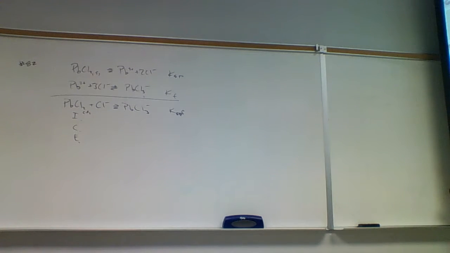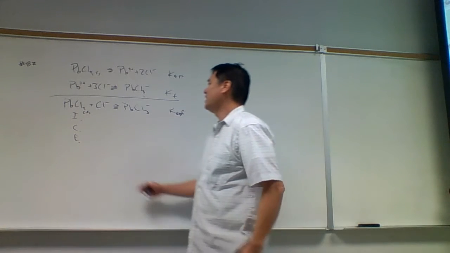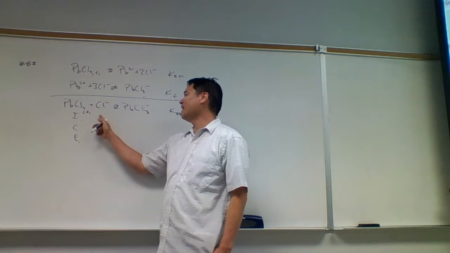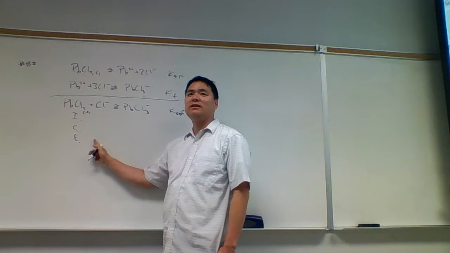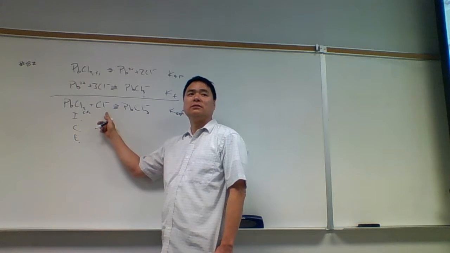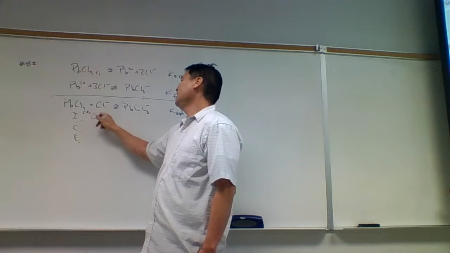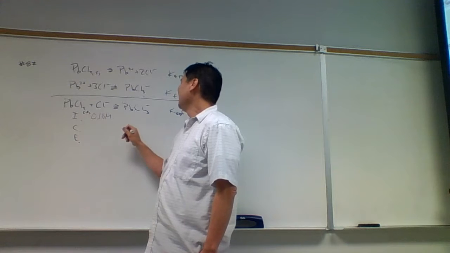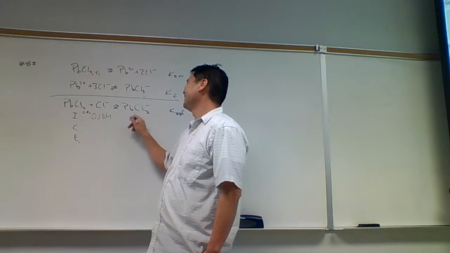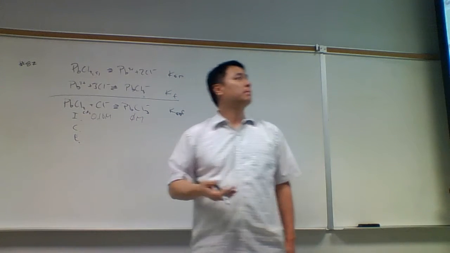Use KSP for PbCl2 and KF for PbCl3 minus to determine the molar solubility of PbCl2 in 0.10 molar HCl. So this is the way I would have set it up. 0.10 molar HCl, is that initial chloride or equilibrium chloride? HCl is just going to give us chloride. Initial or equilibrium? Initial. It says in 0.10 molar, and that means PbCl3 minus should be 0 molar, right?